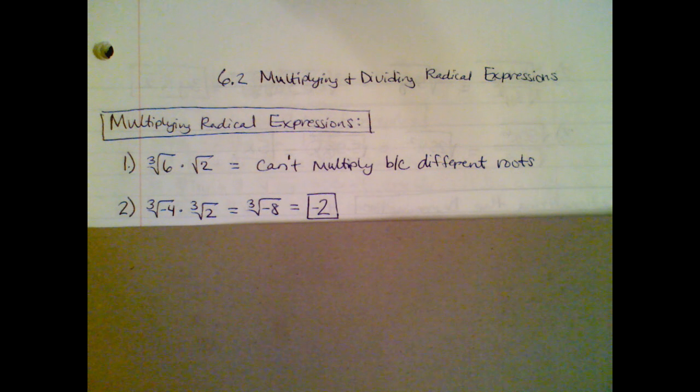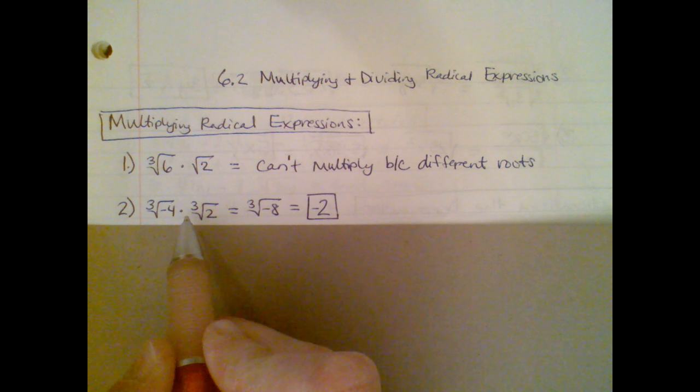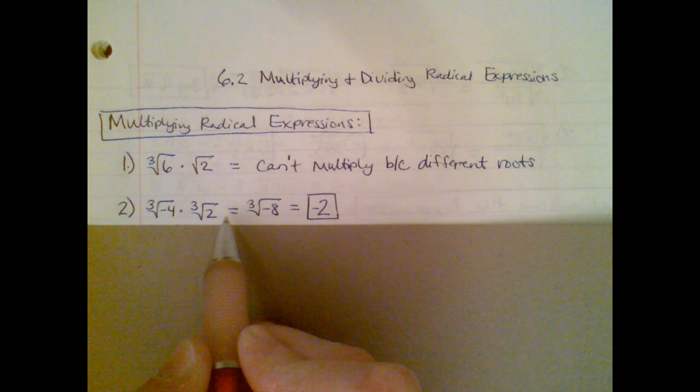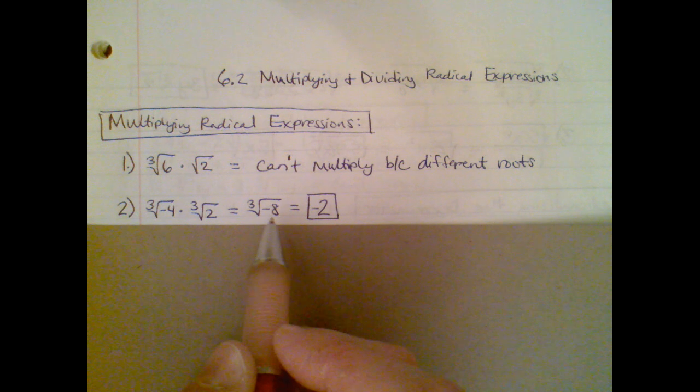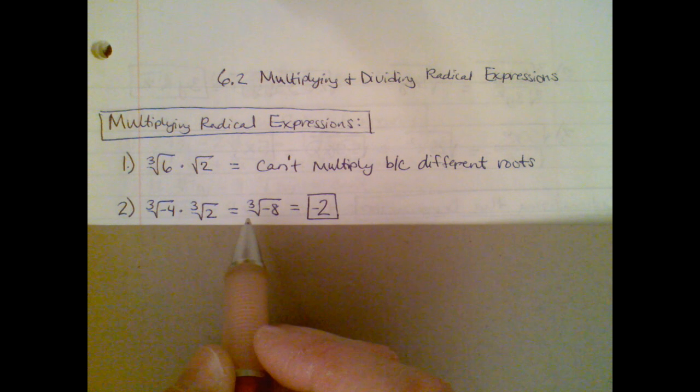We have the cube root of -4 times the cube root of 2. Notice the roots are both the same, so we can multiply those. So -4 times 2, we get -8. The cube root just stays the same, so then we have the cube root of -8.